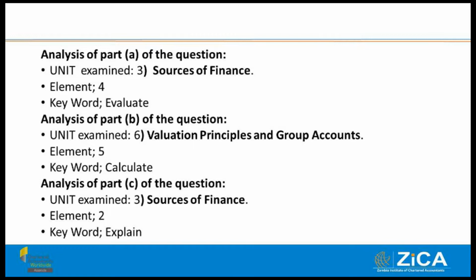In short, part B required valuation, usage of valuation principles and group accounts, and it's drawn from element 5. The keyword is "compute", basically meaning calculate. Part C required an explanation of the sources of finance, and it's drawn from element 2.